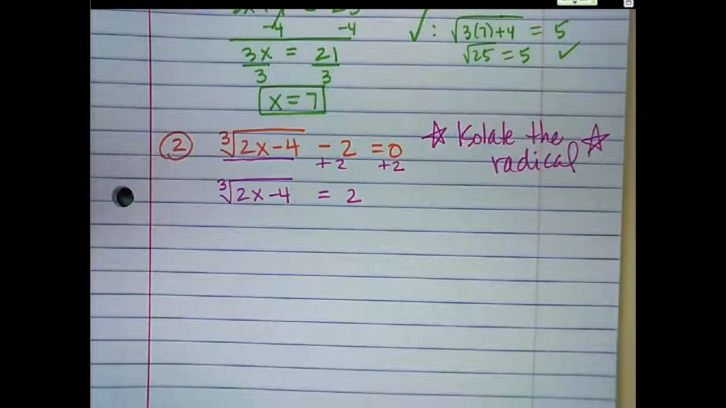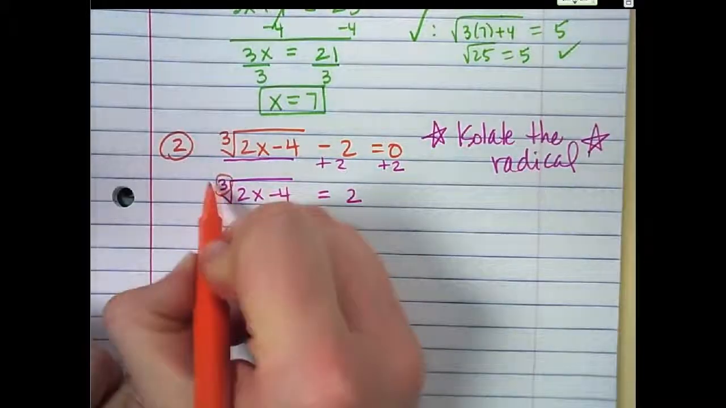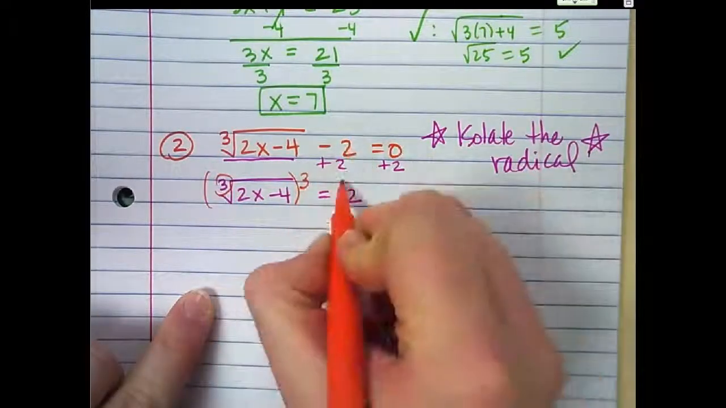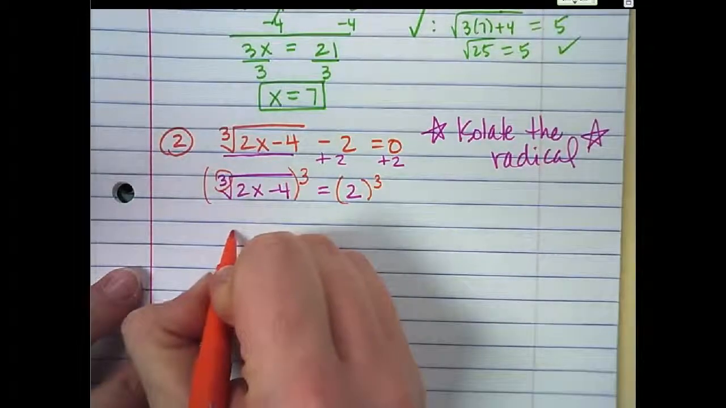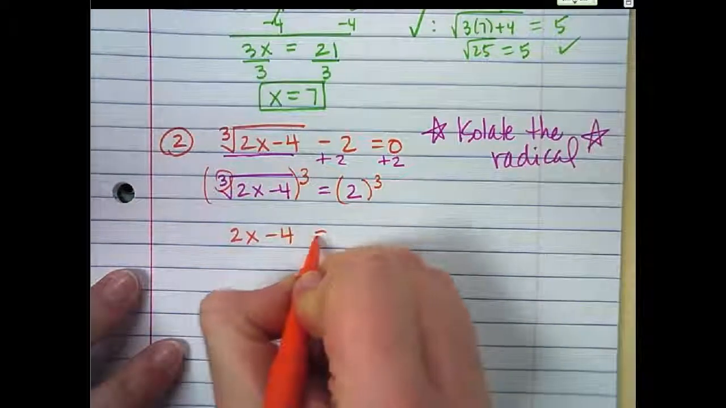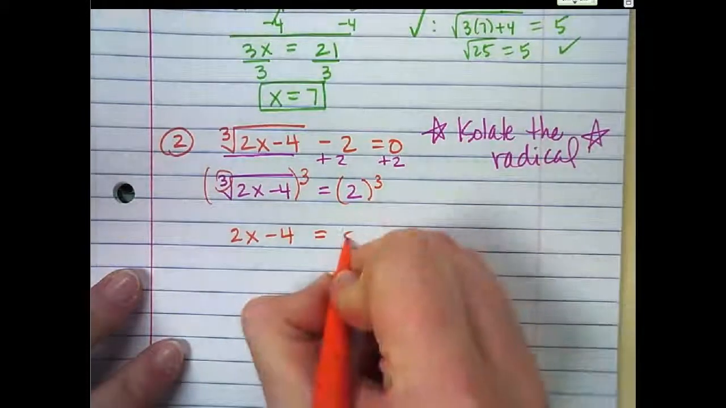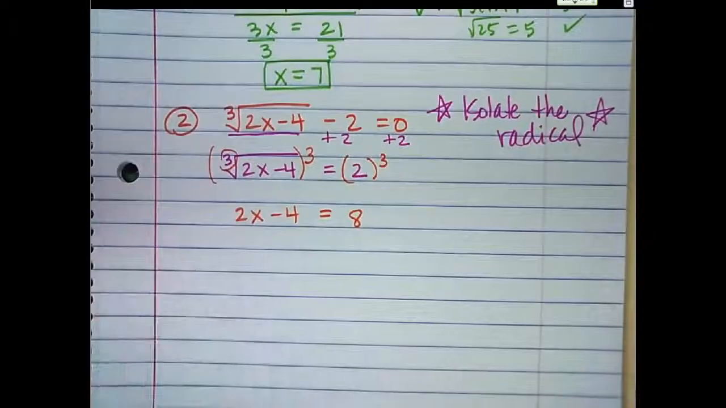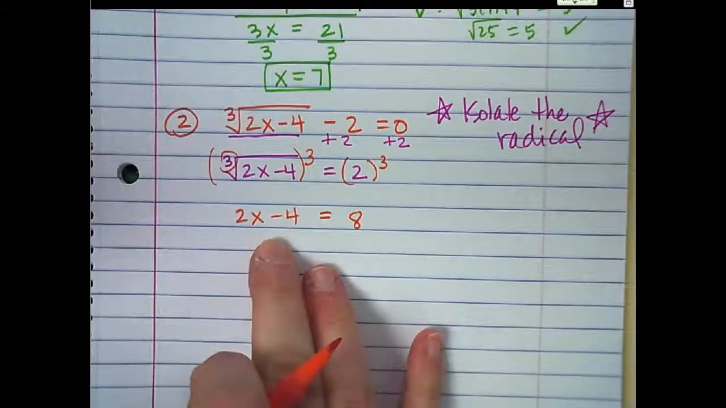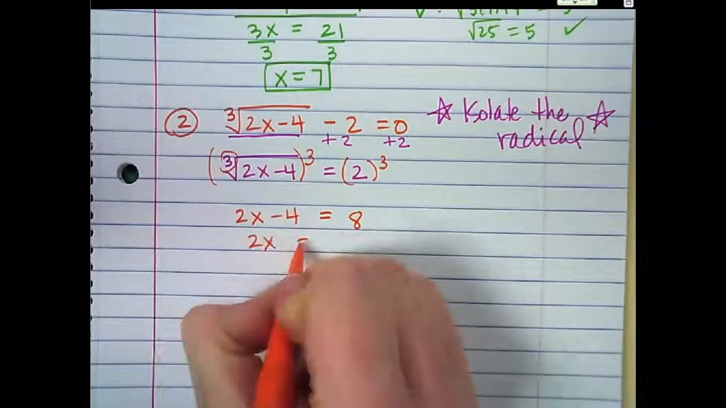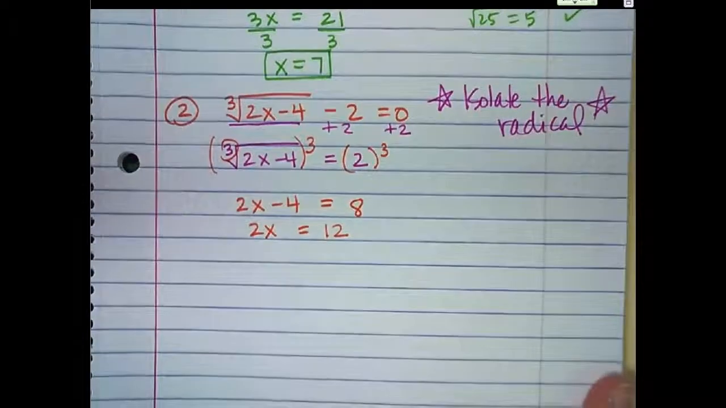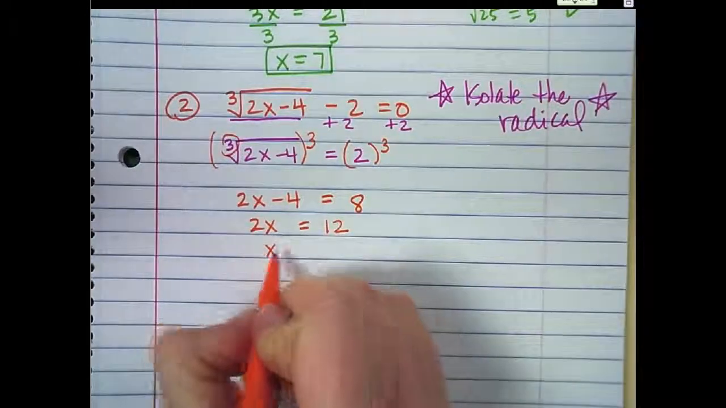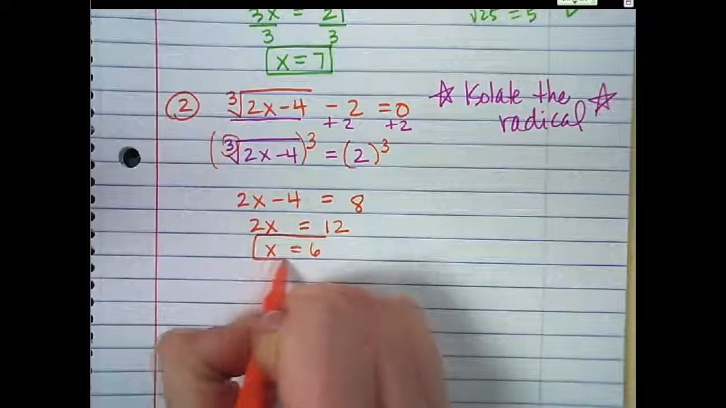How do I get rid of the radical? Cube it, right? If this is a 3, I'm going to cube the left side, and I'm going to cube the right side. So 2x minus 4 equals what? 8. Solve for x. Really, once you get to the solving part, it's not horrible until we get to the ones where we'll have to factor. So add over 4. What is that, 12? Divide by 2, x equals 6.